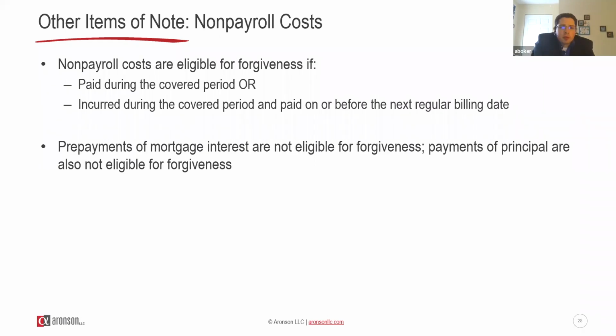Non-payroll costs, no changes with these areas. You're still eligible for loan forgiveness if it's paid during the covered period, or incurred during the covered period and paid on or before the next regular billing date. So basically what this means is that if you're on an 8-week period, you basically get to pay 2 months of rent, utilities, mortgage interest. As I mentioned on the next bullet point, you can't prepay anything. And if you go with the 24-week period, that's just under 6 months. So you basically get to accrue 6 months and pay 6 months of those items.